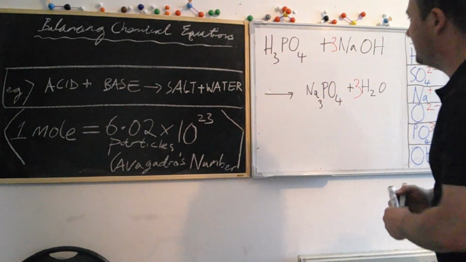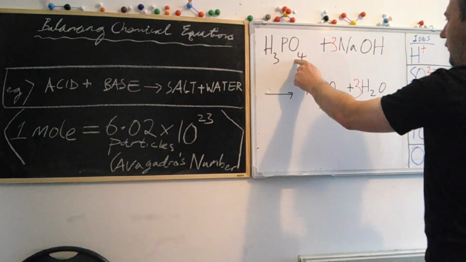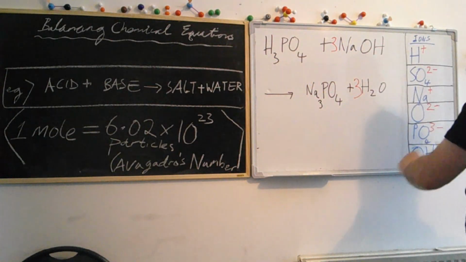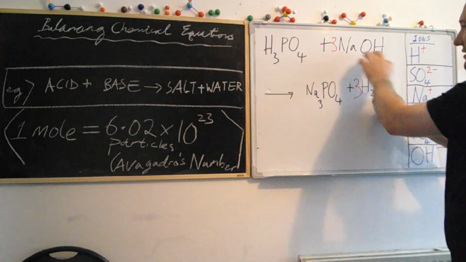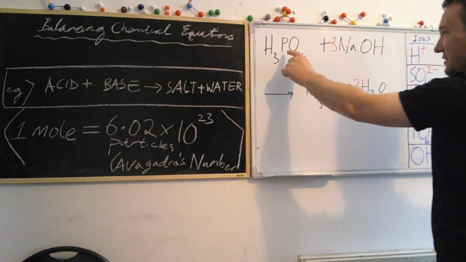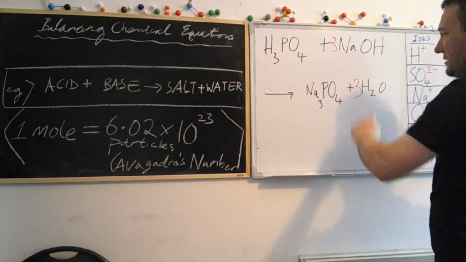Now let's check the oxygens. 4 add 3 is 7. 4 add 3 oxygens is 7. Hydrogens I've got 6. 1 phosphor and 3 sodiums.